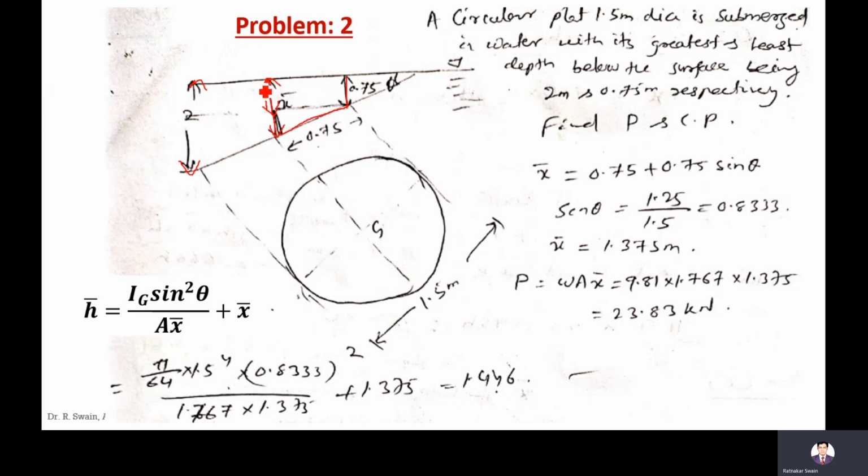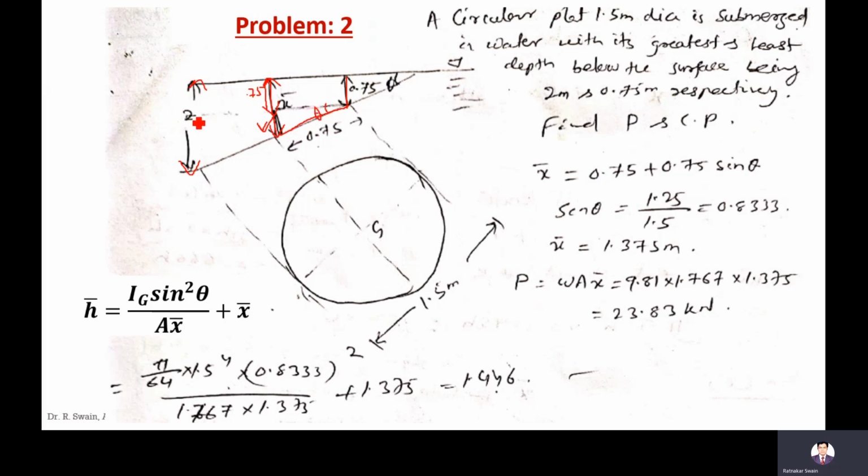This distance is 0.75, plus this. What is this? This length is 0.75 into sin 30, like in the previous problem. What is sin 30 here? Sin 30 means this is theta.